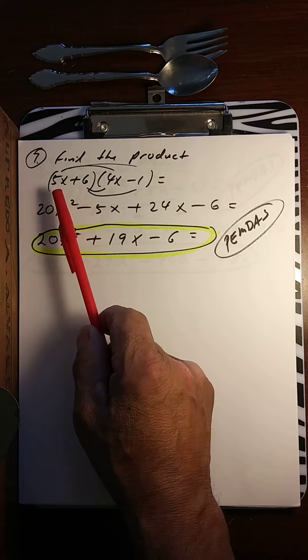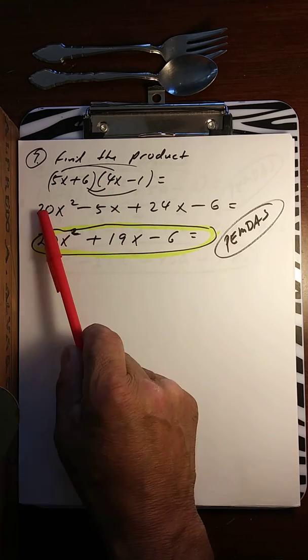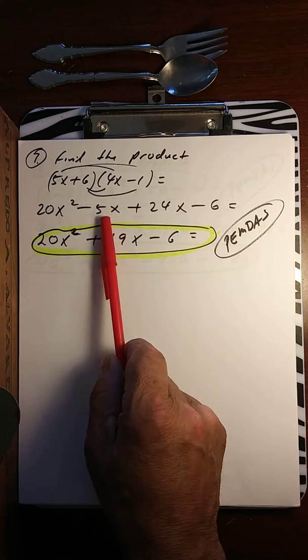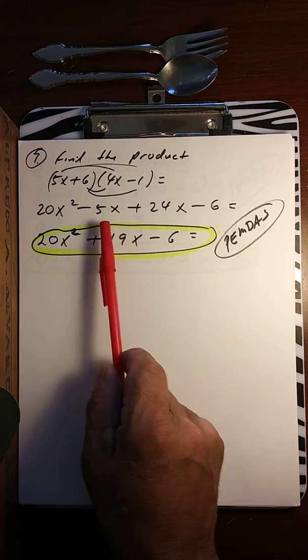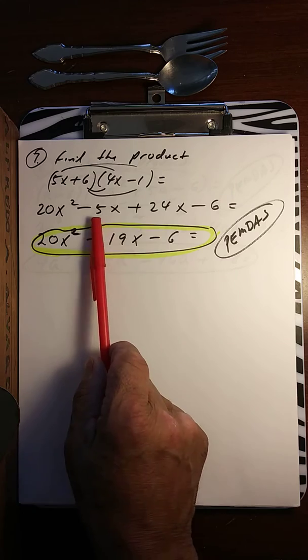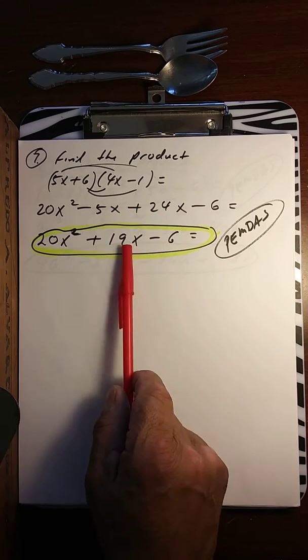Find the product of these guys. So 5 times 4, 5x, 4x is 20x squared. 5 times that is -5x. 6 times that is 24x. 6 times that, -6. So this one, copy it. This one together, 24x minus 5x is 19x.